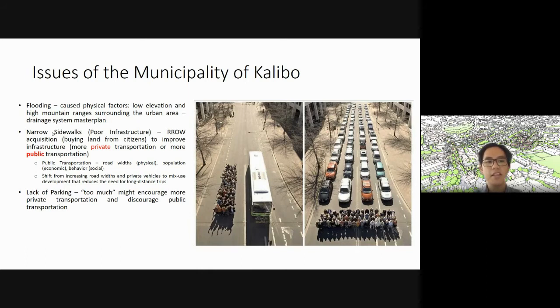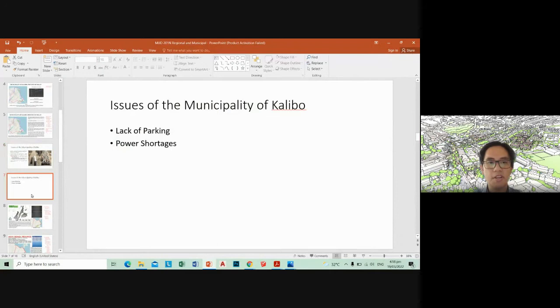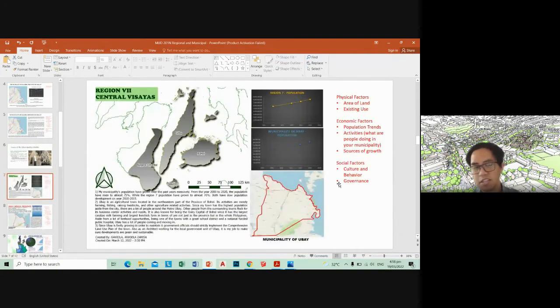And then the lack of parking is really not so much a problem if that area already has parking and you're just planning to add, because adding too much parking might encourage more people to shift to private transportation. So that's basically how I would believe you would approach making Kalibo more sustainable. So Kalibo in Aklan. Those are the issues for that specific area.